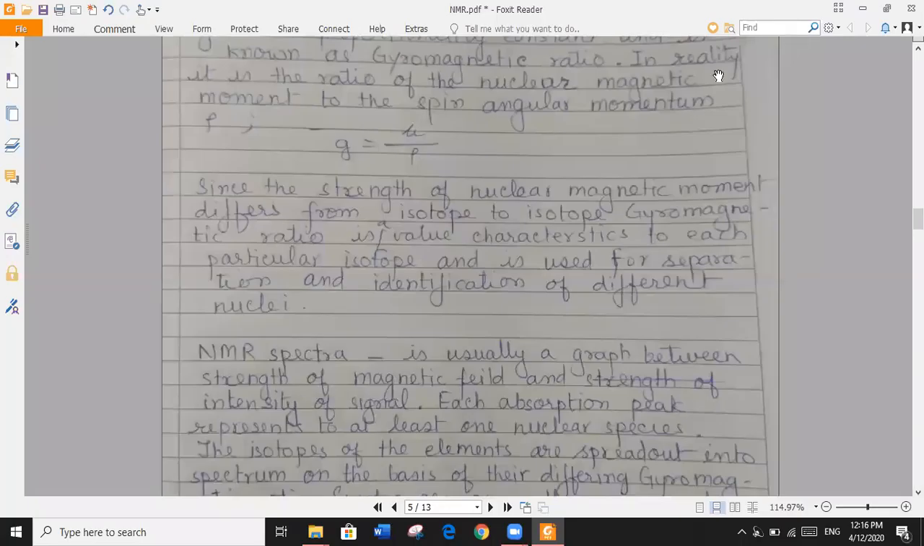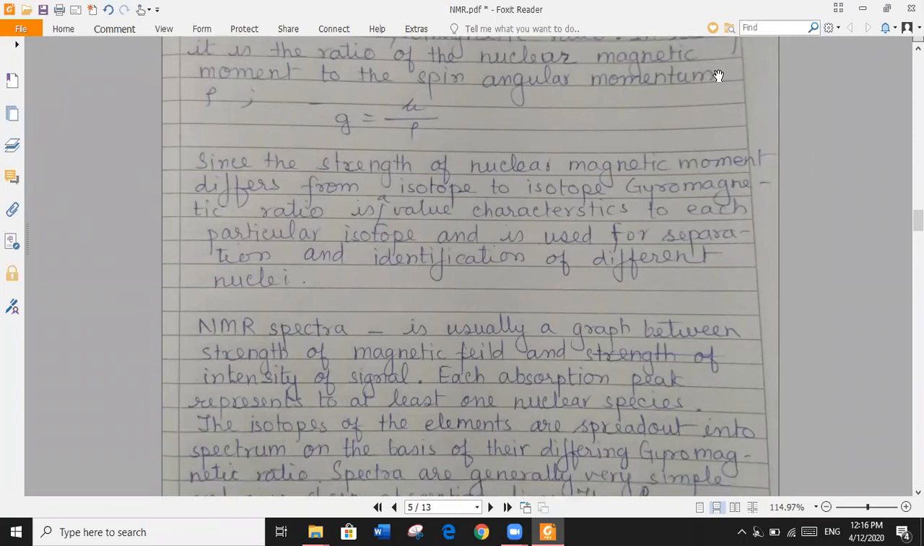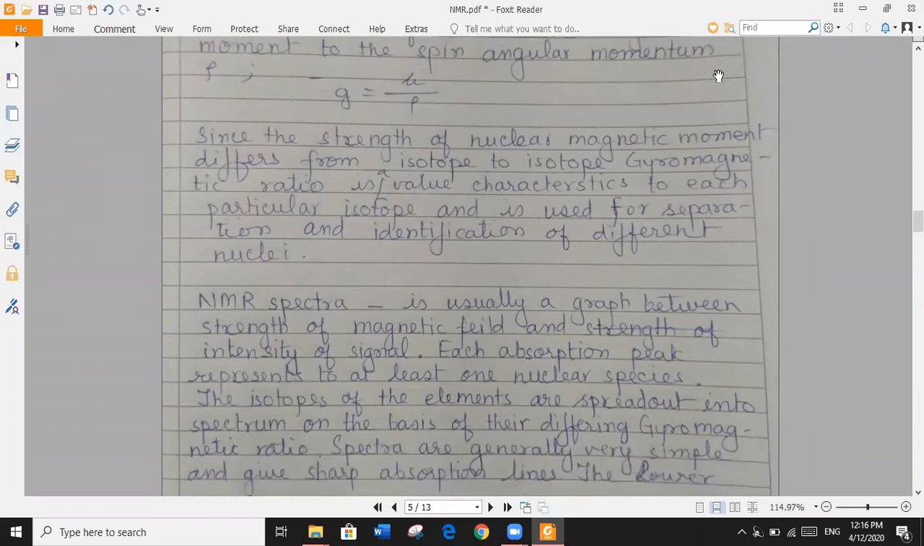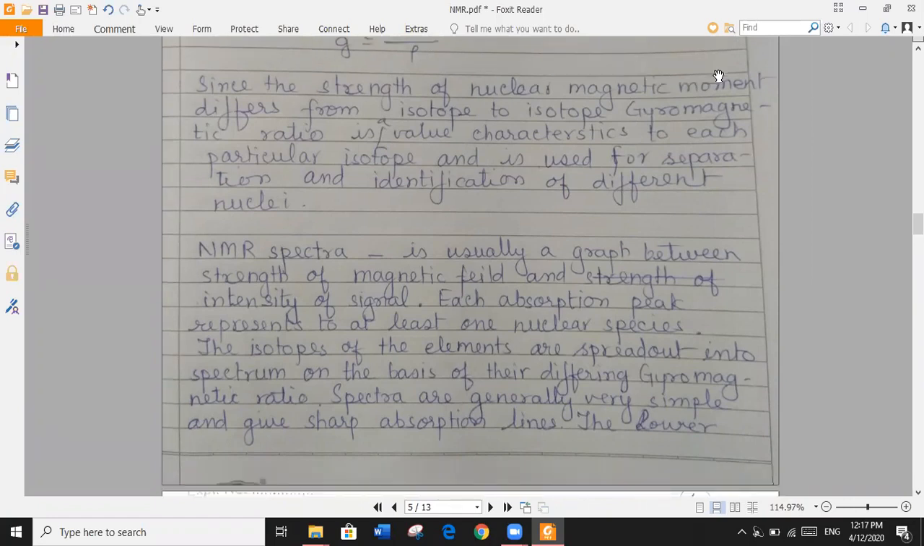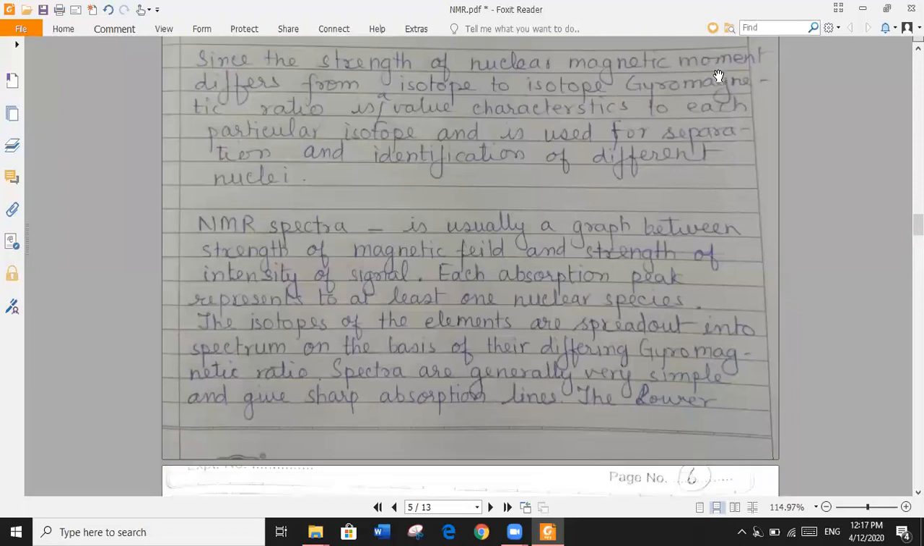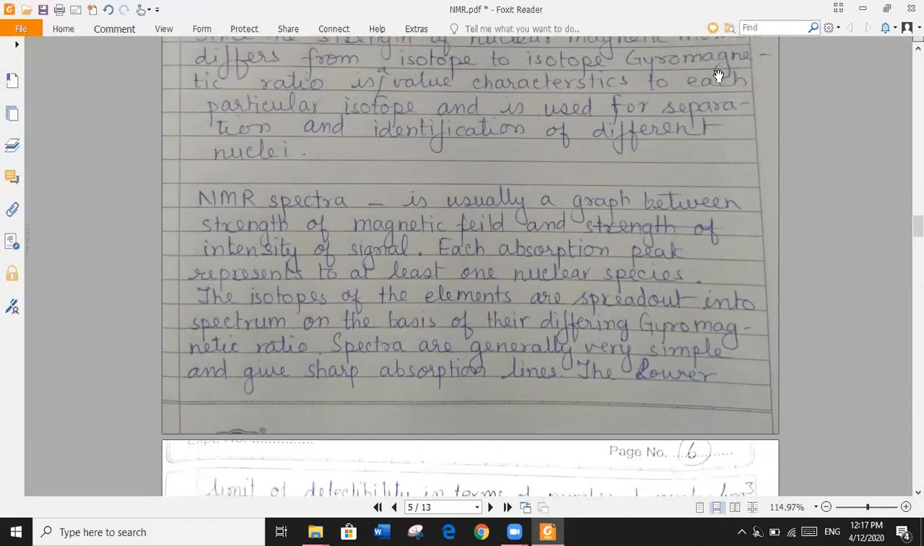NMR spectra is usually a graph between strength of magnetic field and intensity of signal. Each absorption peak represents at least one nuclear species. The isotopes of the elements are spread out into the spectrum on the basis of their differing gyromagnetic ratio. Spectra are generally very simple and give sharp absorption lines.